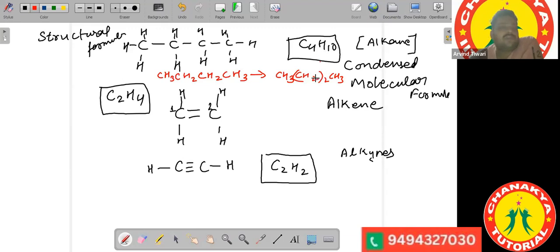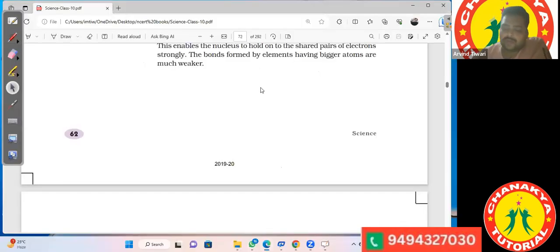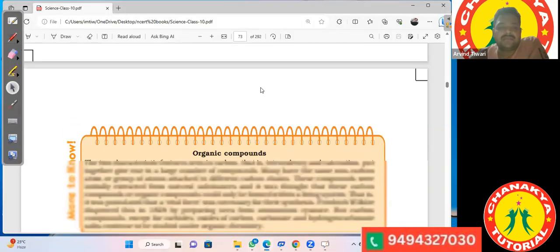These are the molecular formulas, and these are the structural formulas. Every time, we cannot keep on drawing the structural formula. When it is required, we will draw the structural formula. Even in the book, you will see the formulas written like this. Let me show you.